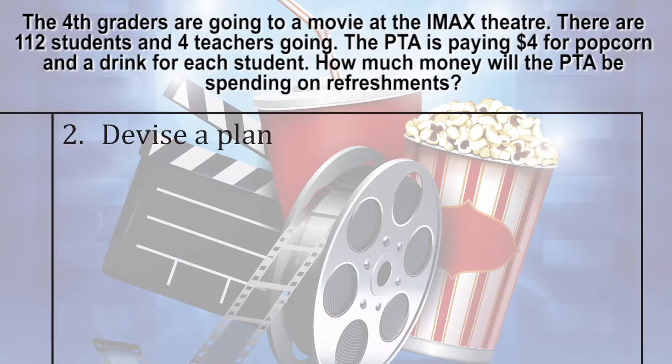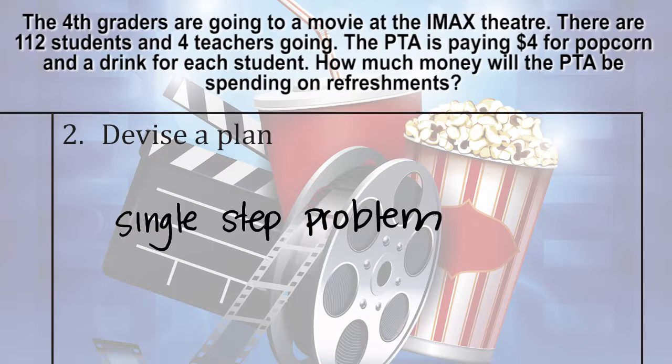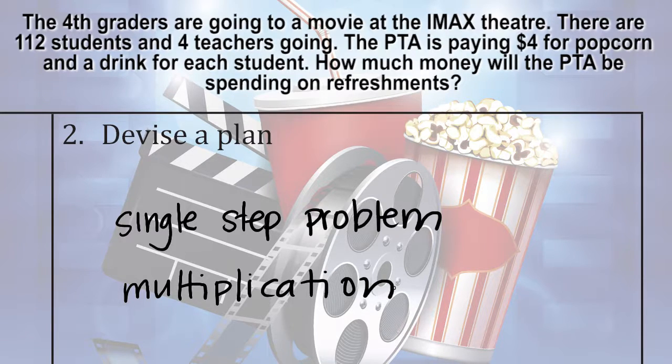Step 2. Devise a plan. Is this a single or multi-step problem? This is a single-step problem. What operation or operations must we use to solve this problem? We will need to determine the cost of the refreshments by multiplying.